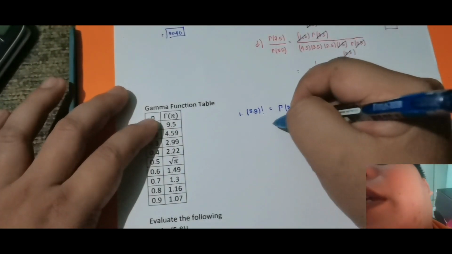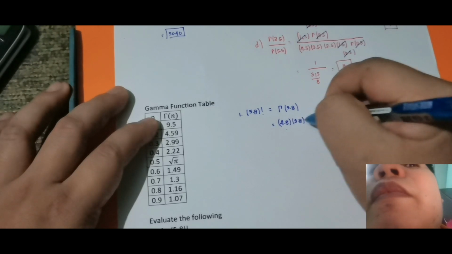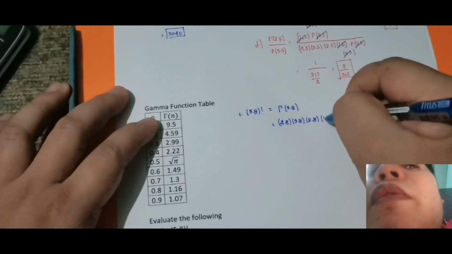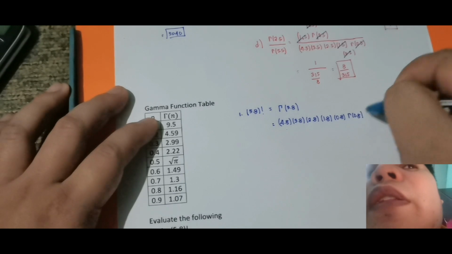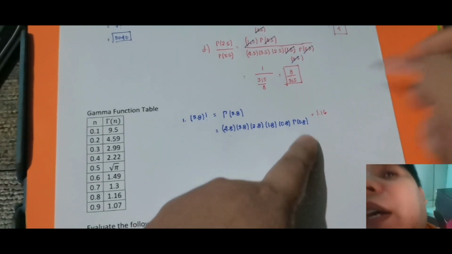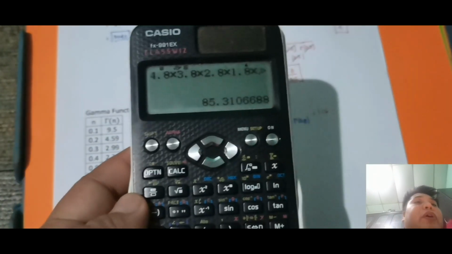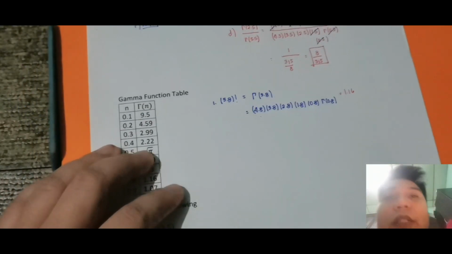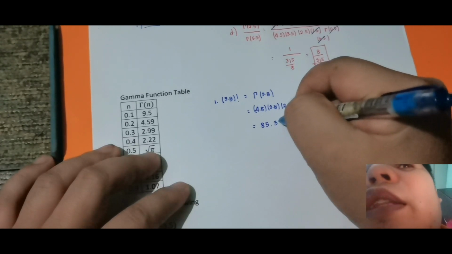So mangyari dito guys, this is just equal sa minus 1 nyo, that is simply 4.8, 3.8, 2.8, 1.8, 0.8, then gamma of 0.8. Okay? So, this is just equal sa, syempre, alam natin yung gamma of 0.8 is just simply 1.16. Okay? So, multiply natin lahat yan. This is just 4.8 times 3.8 times 2.8 times 1.8 times 0.8 times 1.16. So, that is 85.31. Okay? So, that's 85.31. So, therefore, the 5.8 factorial is just equal sa 85.31.